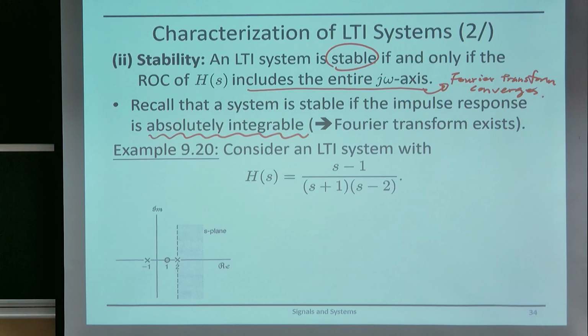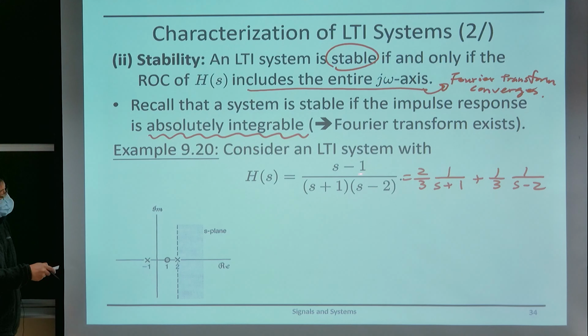All right, so let's look at this example. We have a system with Laplace transform with an algebraic form given by this. By partial fraction expansion, you can split this into 2 over 3 times 1 over s plus 1, plus 1 over 3 times 1 over s minus 2. So for this, we have a zero at 1, and 2 poles at -1 and 2, right?